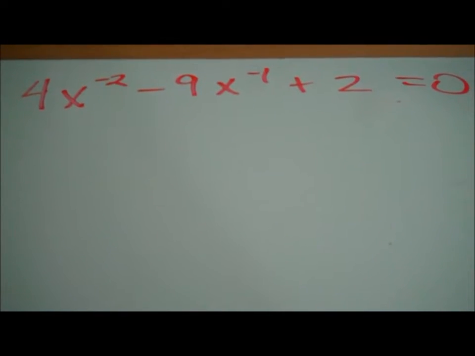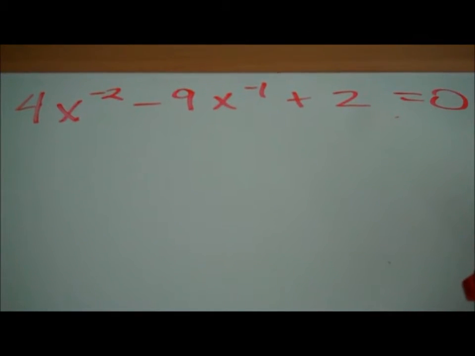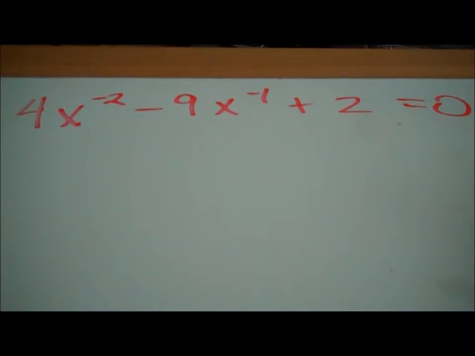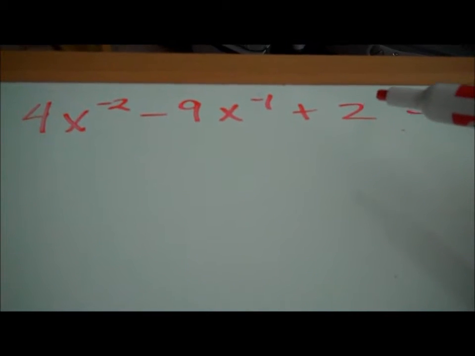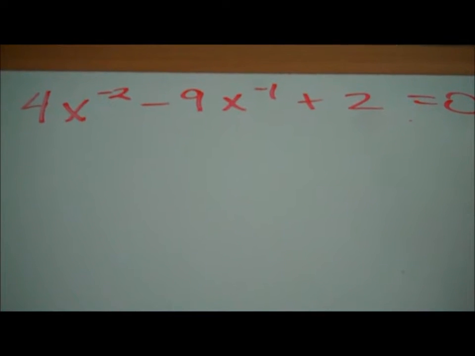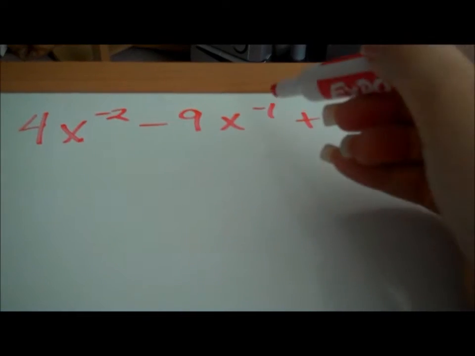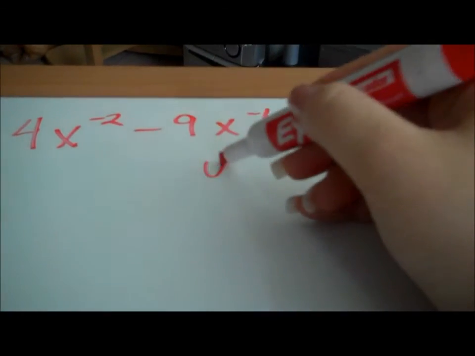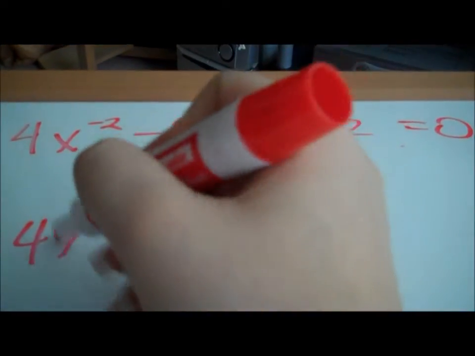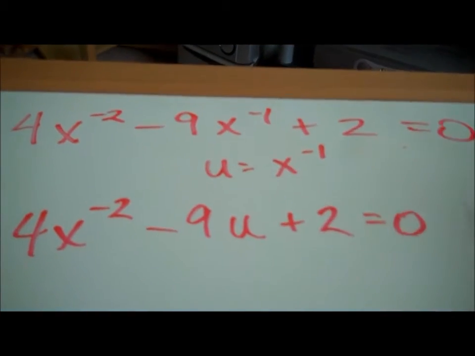Another polynomial equation here with exponents that are unlike what we're used to working with. So we have 4x to the negative 2 minus 9x to the negative 1, plus 2. Remember that these negative exponents really do come down, so the x is underneath in the denominator. So we need to focus on changing this to a u. Okay, so if I just let u, just a basic u, equal x to the negative 1, that will change the equation to look like this, which is a lot better.